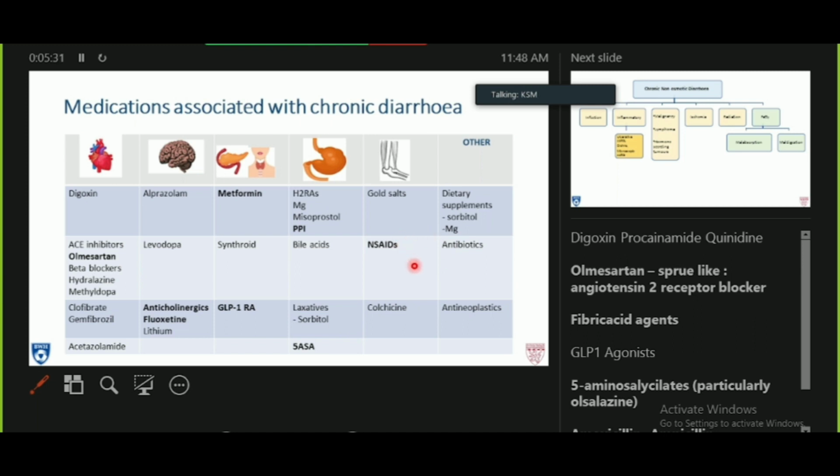Non-steroidal anti-inflammatory drugs commonly cause an NSAID-induced colitis, where patients will complain of diarrheal symptoms, and sometimes prolonged use of NSAIDs can actually trigger a flare of ulcerative colitis. And then there are all these other dietary products and supplements that people take nowadays, which very often contain sorbitol to make it taste sweeter, and these can lead to chronic diarrheal symptoms.